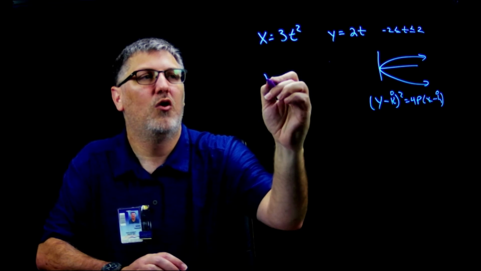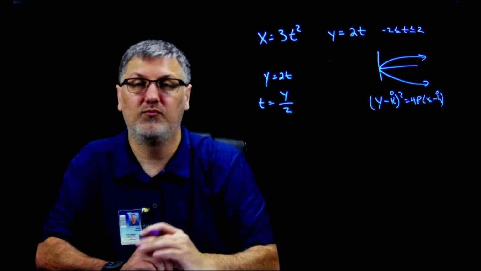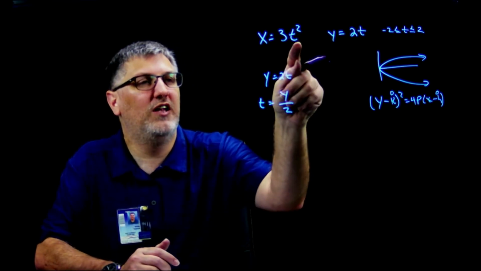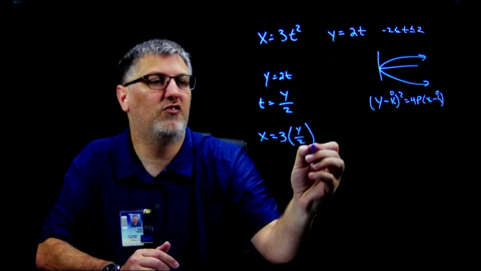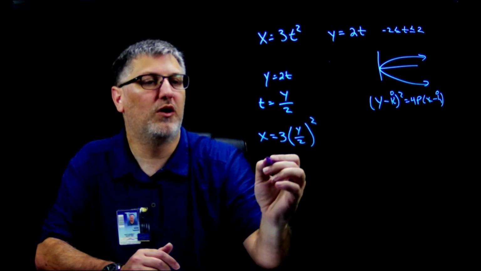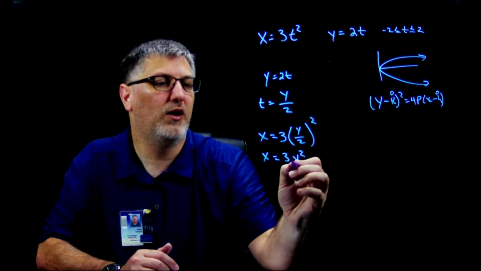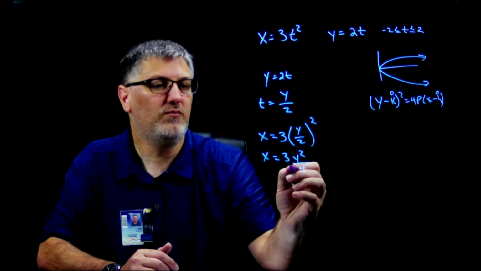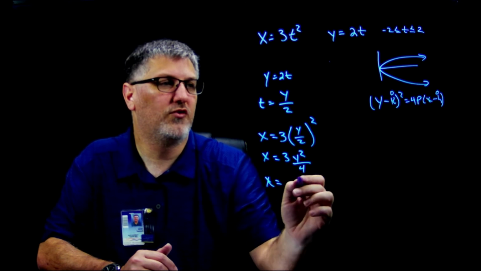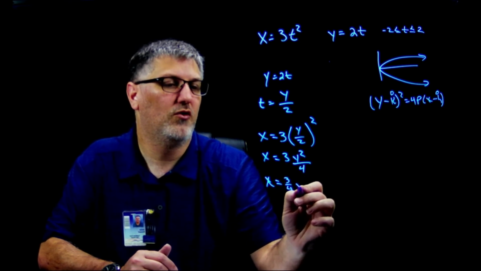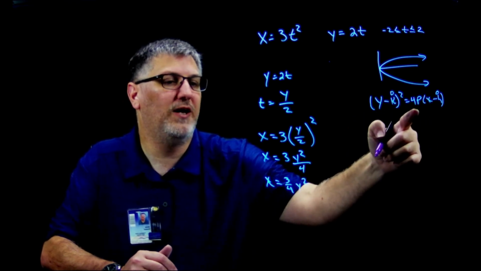So I'm going to say y equals 2t, therefore t can equal y divided by 2. Easy enough. Well, I know what t equals here, so I can actually plug it in. X equals 3 times y divided by 2 squared. Well, my squared goes to both, so I'm going to get x equals 3y squared over 4, which now gives me x equals 3/4 y squared. Hey, that looks like this. Considering this is 0, this is 0, my 4p, I could get that.